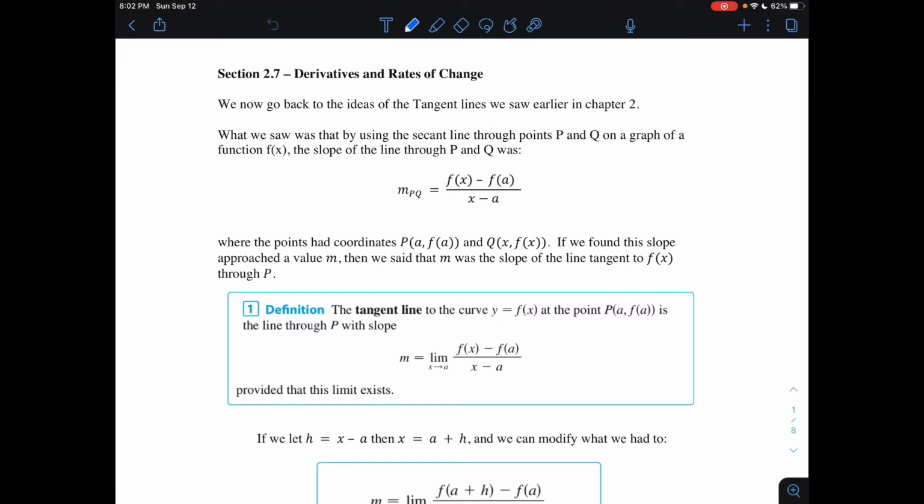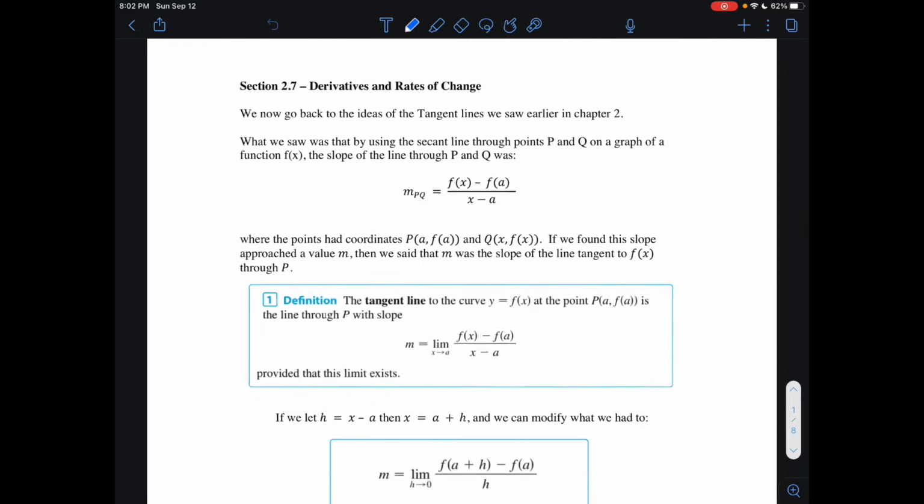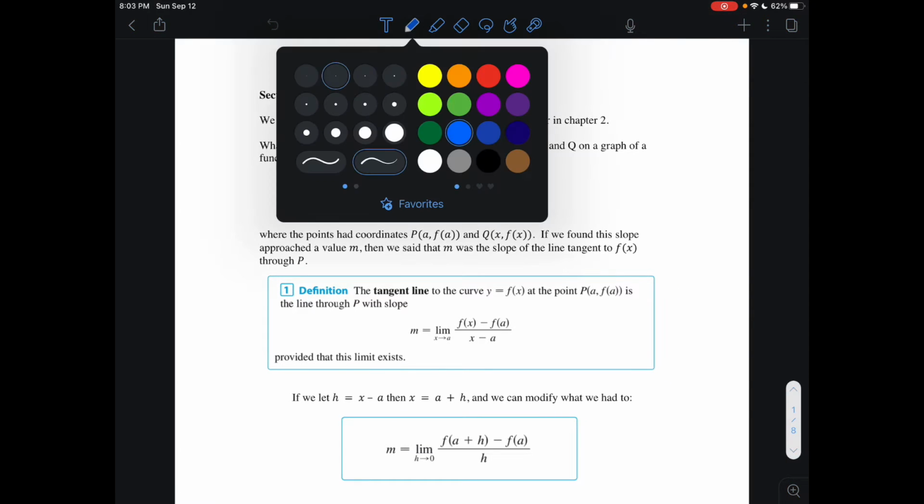What we saw was that by using the secant line through points P and Q on a graph of a function f of x, the slope of the line through P and Q was m subscript PQ equal to f of x minus f of a divided by x minus a. We can do this on any simple graph.